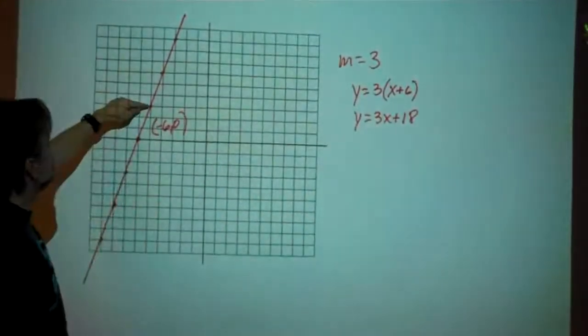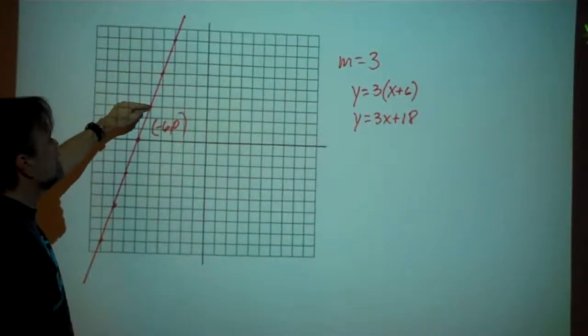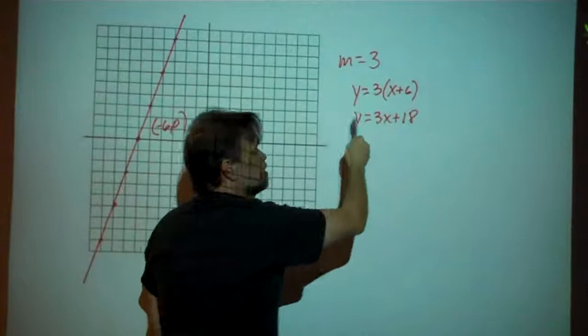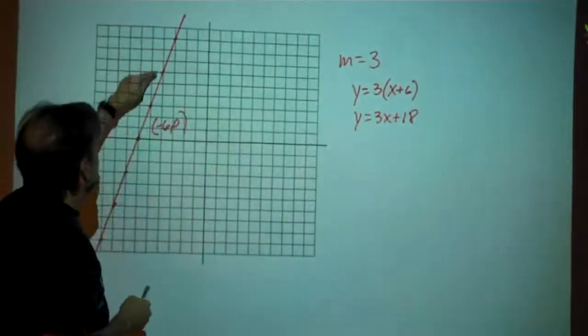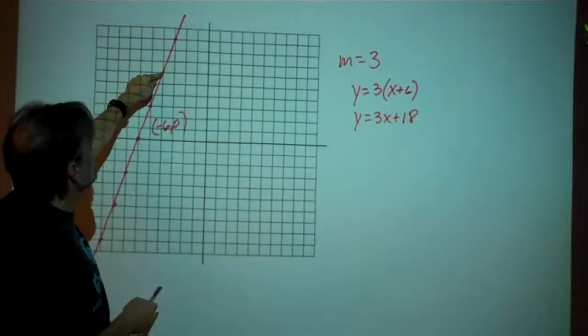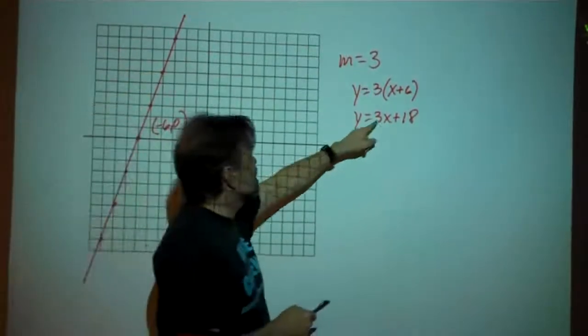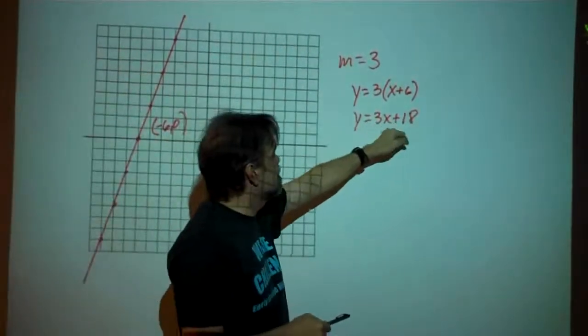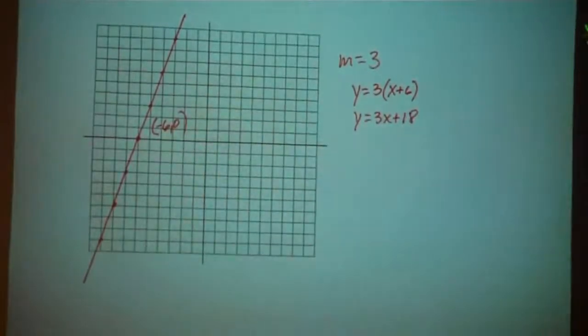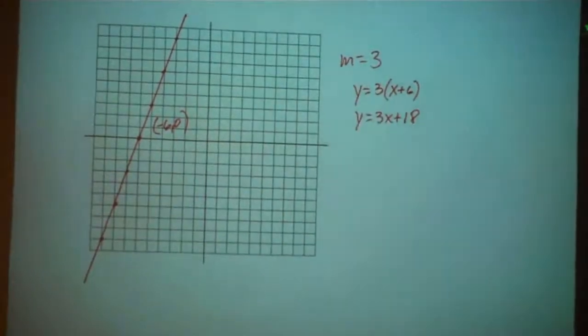What about this point here, the point negative 5, 3? Well, 3 times negative 5 is negative 15 plus 18 is 3. What about this one here, the point negative 4, 6? Well, 3 times negative 4 is negative 12 plus 18 is 6. It works. All right, cool. Let's see what is in store for us next.